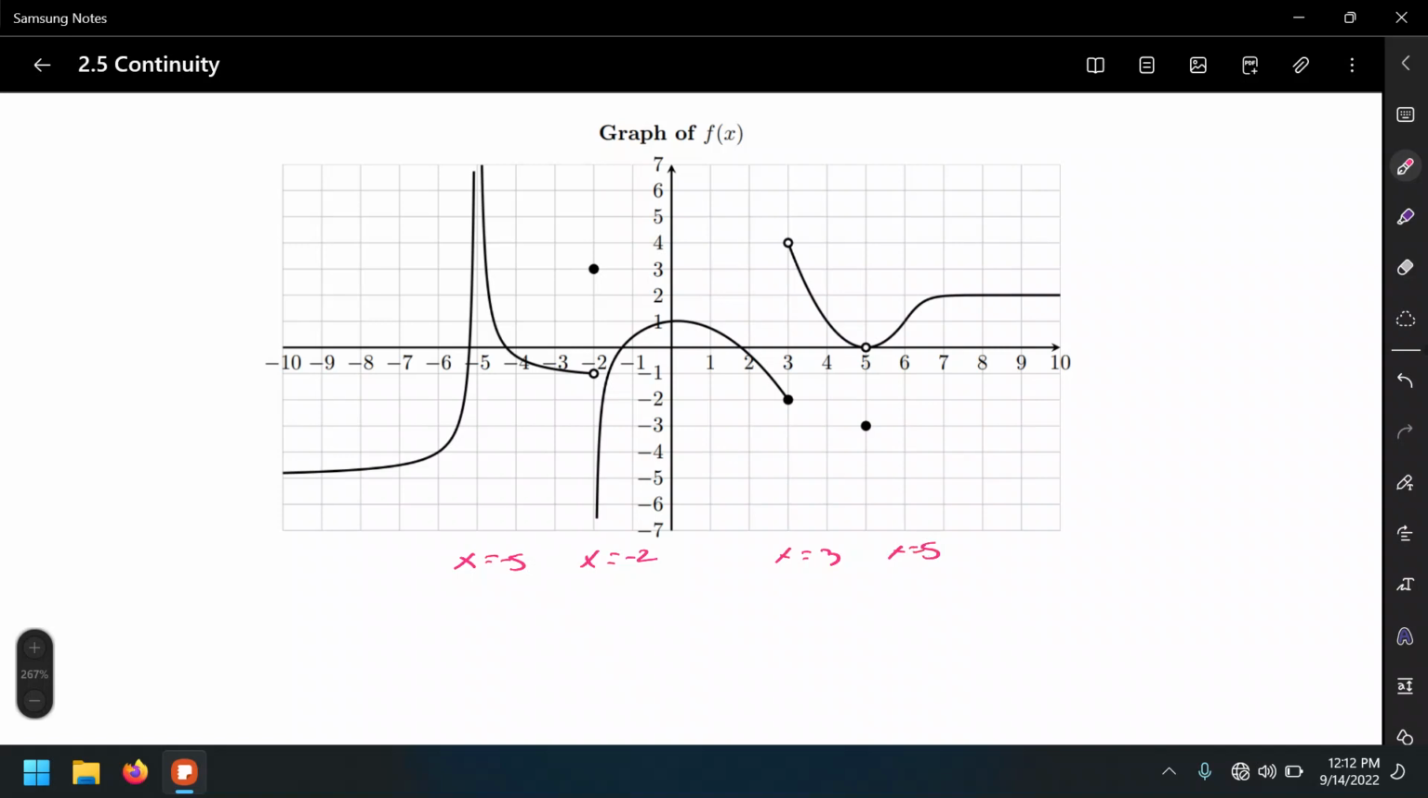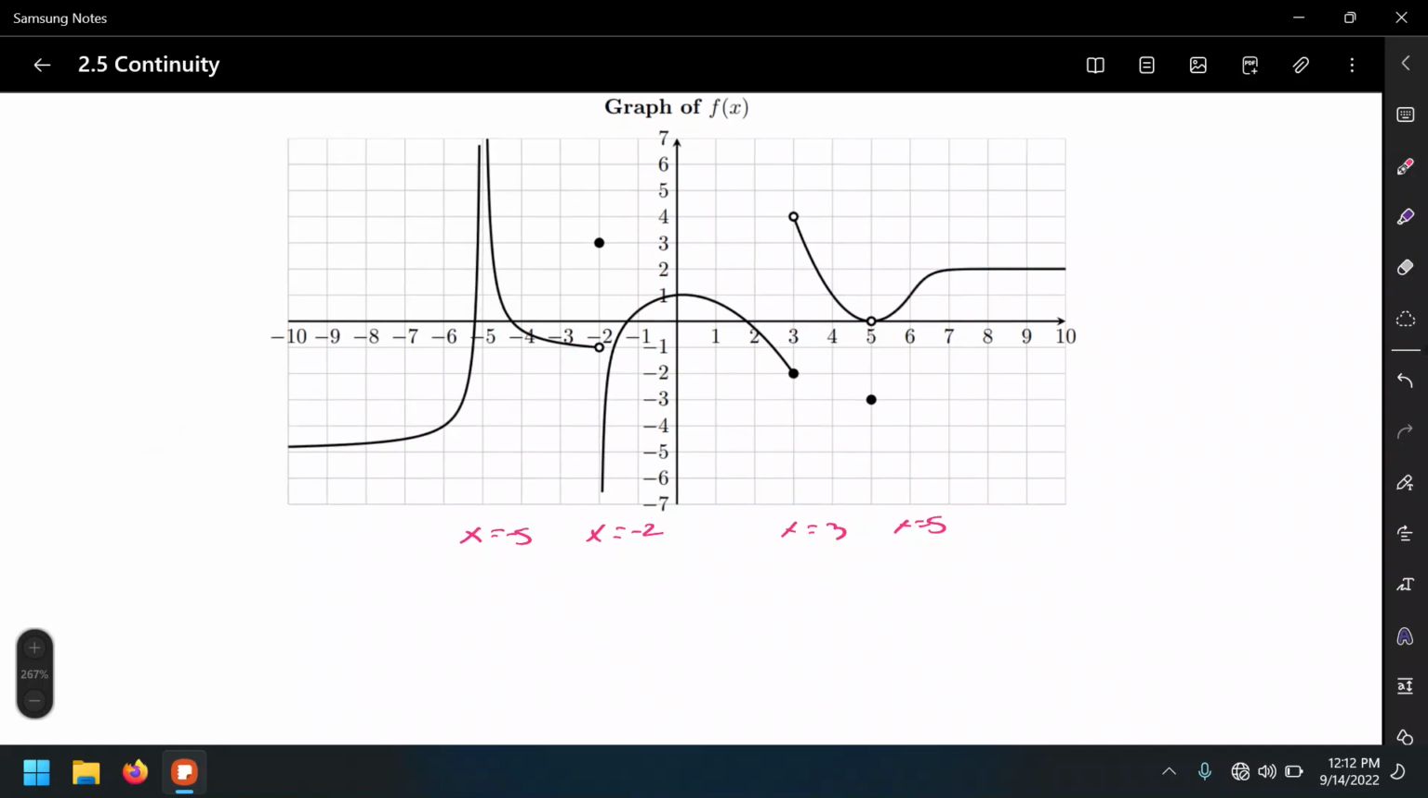What kinds of discontinuities are each of them? Number one, the ones that involve going to infinity on one side or the other, or both, because of vertical asymptotes. These are called infinite discontinuities.